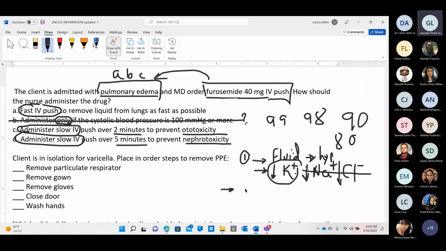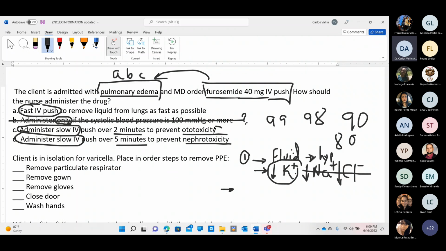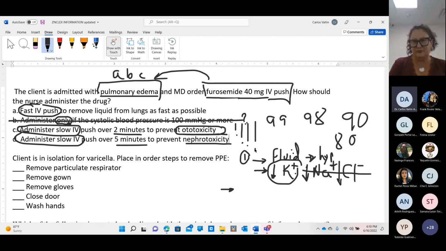Ototoxicity, yes. This is super important and in my experience frequently tested, because remember that the majority of the people that have these heart problems and need an emergency IV furosemide are old people, and old people are more susceptible to the ototoxicity. You understand? For that reason, it is something to have in mind.